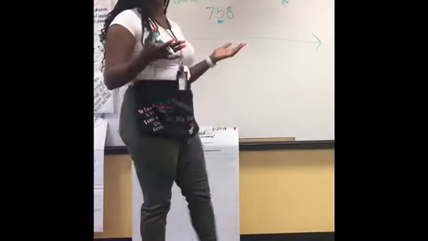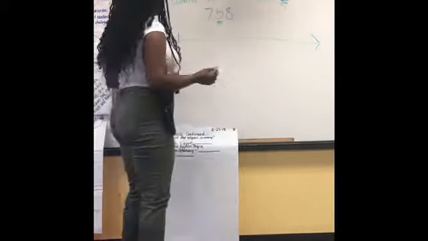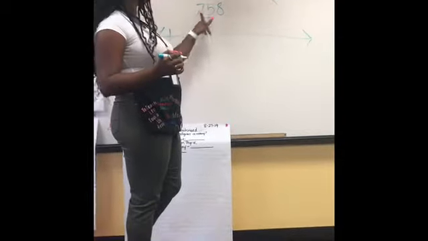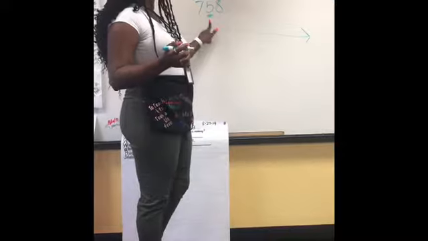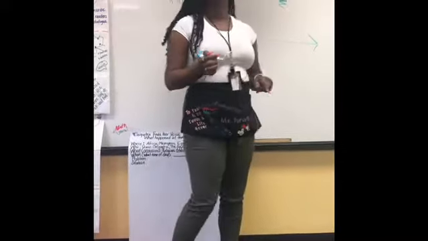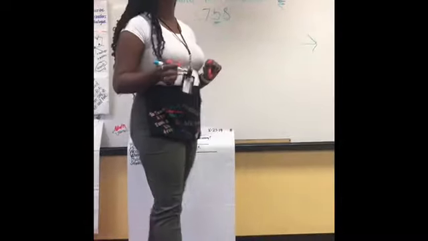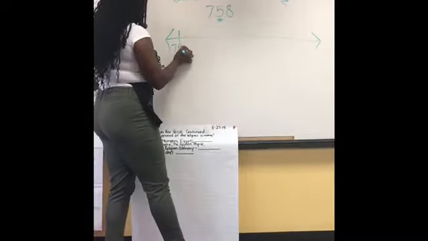Now, looking at the 10th place, do we care about the 100th place right now? No. So it's going to stay the same. So that is 700, right? Because it was a 7 in the hundreds. Now, what digit is in the 10th place? 5 is the digit, remember? What is the value? 50. So we're going to start with 750.